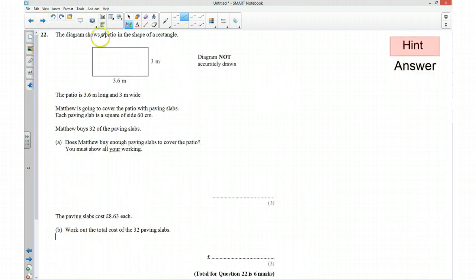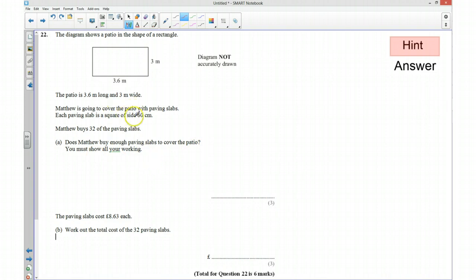Okay, question 22. The diagram shows a patio in the shape of a rectangle. The patio is 3.6 meters long and 3 meters wide. Matthew is going to cover the patio with paving slabs. Each paving slab is a square of 60 centimeters. Matthew buys 32 of the paving slabs. So for part A, we need to decide whether Matthew has bought enough paving slabs to cover the whole patio, and we need to show our working out.